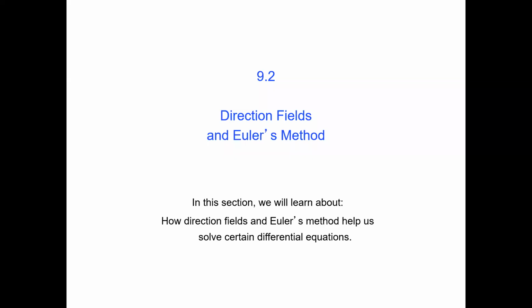Differential equations. Section 9.2, direction fields and Euler's method. We learned that for most differential equations, it's impossible to get the solution through an explicit formula. Despite the absence of the explicit solution, we can still learn something about the solution through some approximation. We may use a graphical approach, which is direction fields, or we may use the numerical approach, which is called Euler's method. And in this video, we will talk about Euler's method.